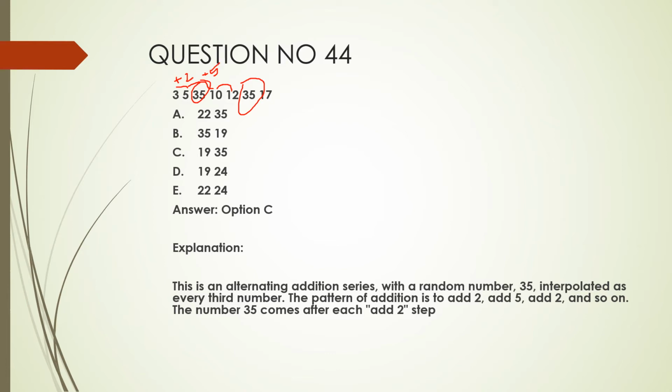So there's an addition of 5, then there's an addition of 2 here, 10 became 12, and after that there's an addition of 5, so 12 became 17. So you'll have to add 2 here, so you got 17 to 19, and next letter will be a constant, that is 35. So 19 and 35, C is the answer.